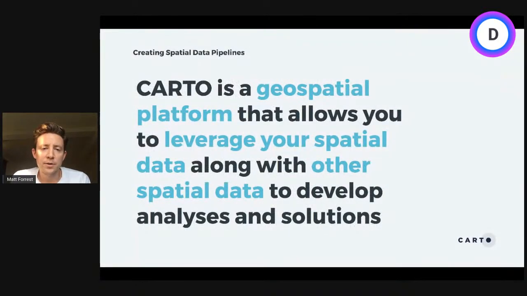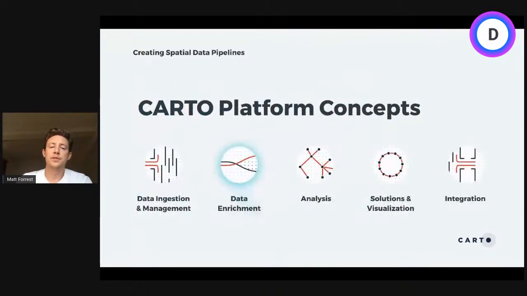Like I said, Cardo, if you haven't heard of us, is a geospatial platform that allows you to leverage your spatial data along with other spatial data, and you can use that to develop different analyses and solutions. The core pieces of our platform fall into 5 different parts. The first is bringing in data. Under the hood, we're a Postgres, PostGIS database. We contribute quite a bit to the PostGIS project, so we work a lot with that. We have many different methods to work with spatial data.